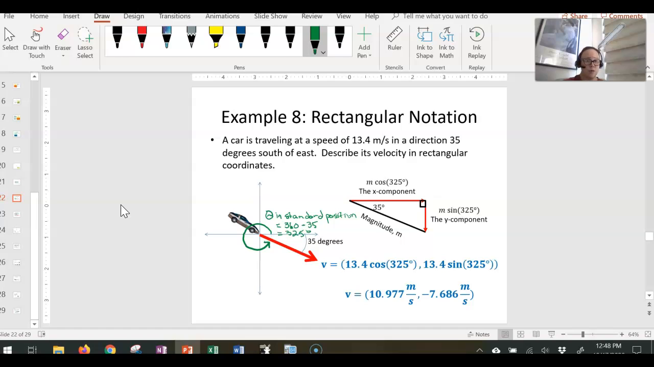a negative y component. If I had calculated the x and y components using the angle 35 degrees, I would have had two positive components. It would have mistakenly told me that this vector was pointing in quadrant 1, with both positive x and positive y components. So always make sure that you are using the angle in standard position.